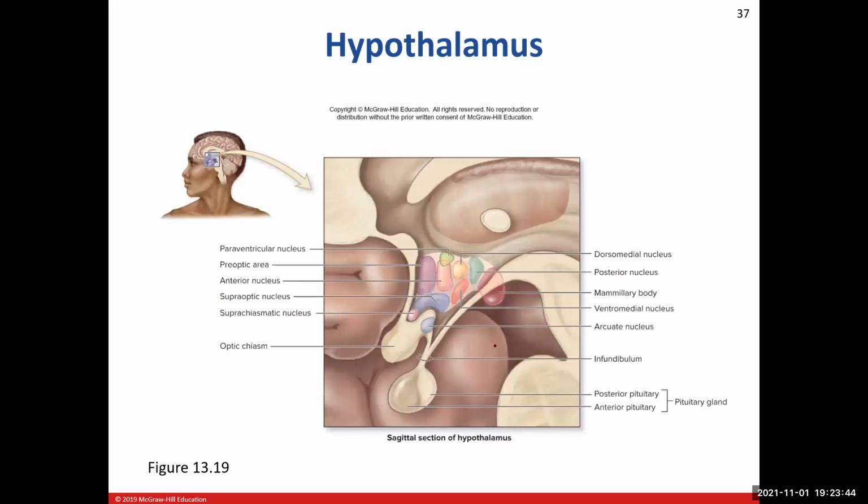Now again, there are lots of different nuclei there. I'm not requiring you to know those nuclei, but I would encourage you to know these two because you'll see them again in chapter 17: the paraventricular nucleus and the supraoptic nucleus. You should just know those two. You'll see their role later on when we're talking about the production of oxytocin and antidiuretic hormone.